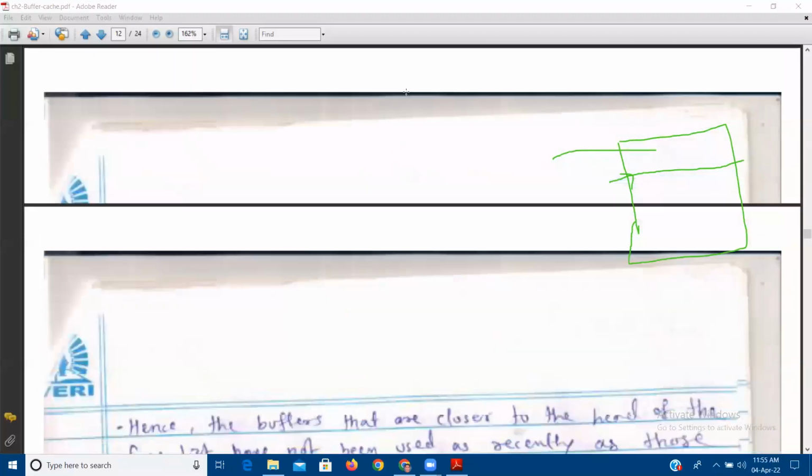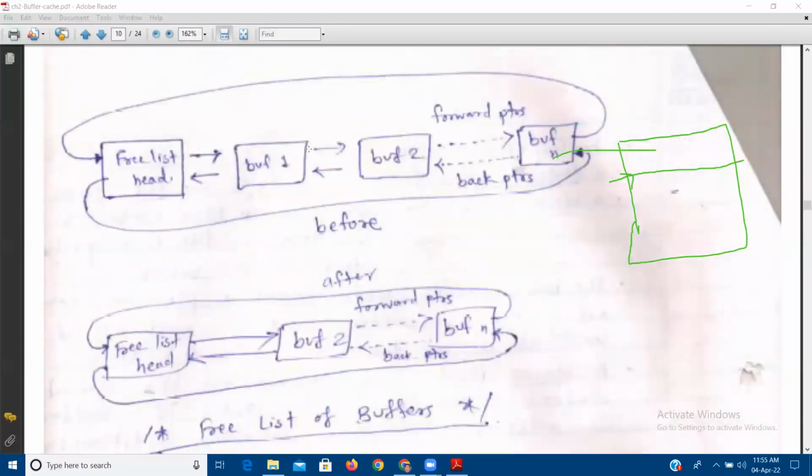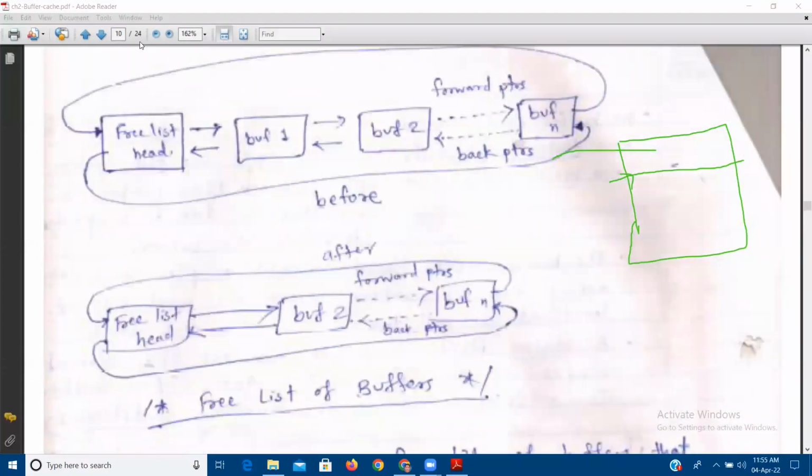So here I have shown this as a free list. So this is the structure of the free list. So this is the free list header. This is the free list header. So this is buffer 1, buffer 2, up to buffer n. So if I use buffer 1, I should give a chance to buffer 2. Then buffer 3, like that onwards.